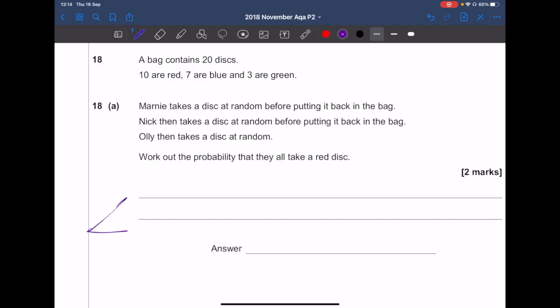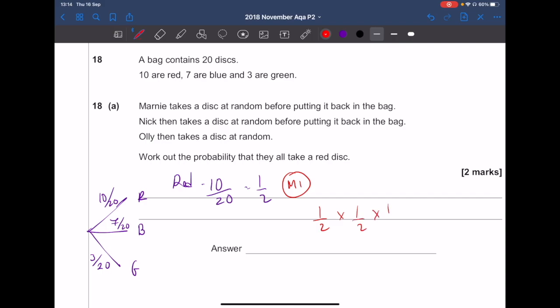So if you have a tree, you've got your red, you've got your blue, and you've got your green. So you've got 10 out of 20, 7 out of 20 and 3 out of 20. So the probability of red is 10 out of 20, or 1/2. That's the probability of getting red. So 1 mark for working this one out. And then all you've got to do is you've got 3 people. So 1/2 times 1/2 times 1/2 gives you 1/8. So the correct answer is 0.125.